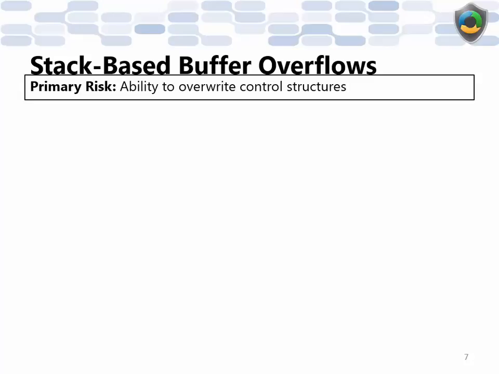So now let's discuss the internals of stack-based buffer overflows. The primary risk from these kinds of overflows, the primary vulnerability, is that malicious users may be able to overwrite key memory control structures. If they're able to do that, they can take control of the execution flow of the process. This would allow them to control the instructions and commands that the CPU executes.